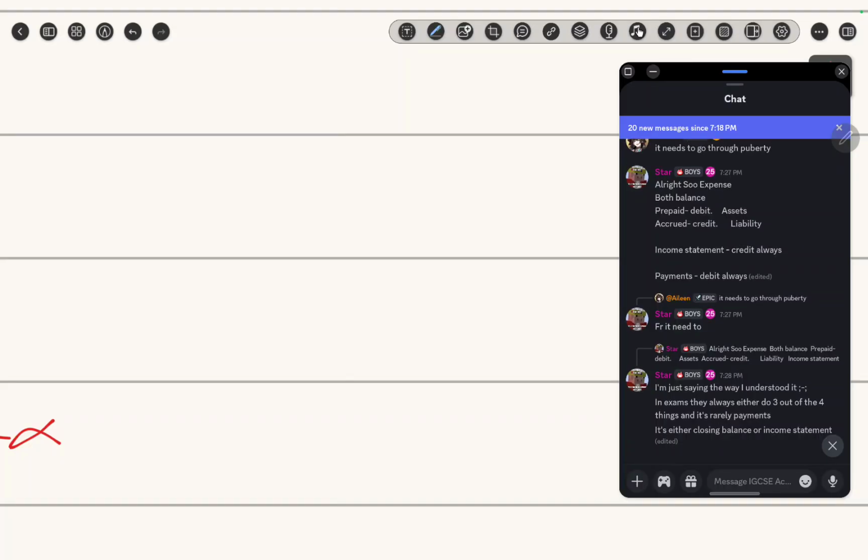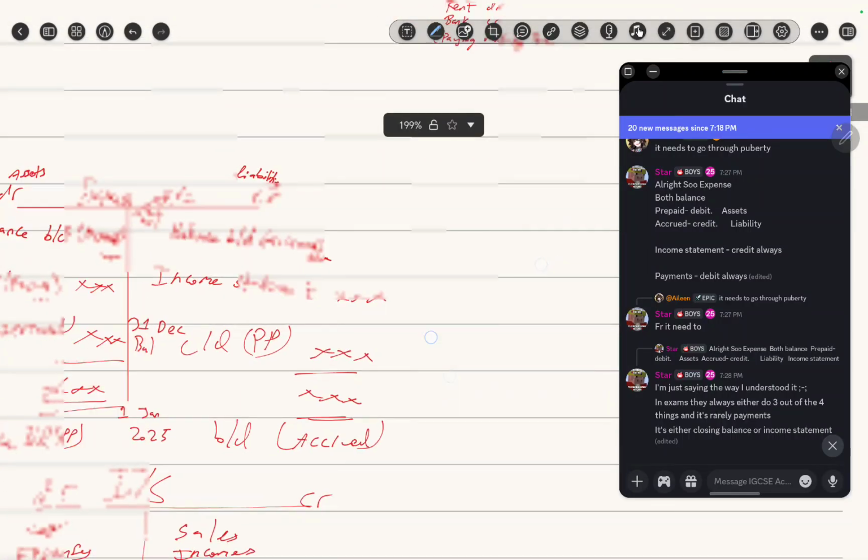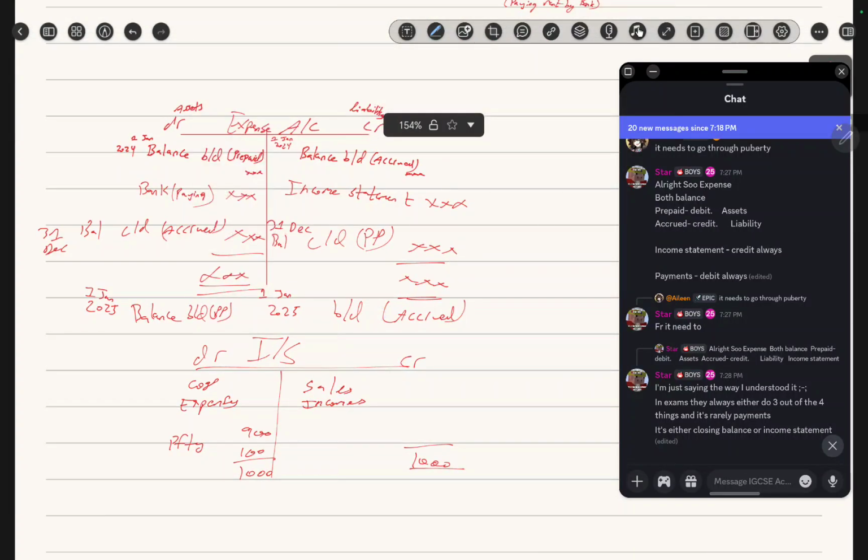Expense both balance. What do you mean both balance? Prepaid debit, yes. Accrued credit, yes, because it's a liability. Income statement will always come on the credit side for an expense account. Why will it come on the credit side? You also need to know the reason, so when you're teaching someone, it's going to be easy.